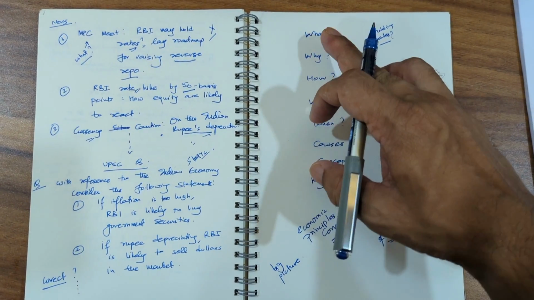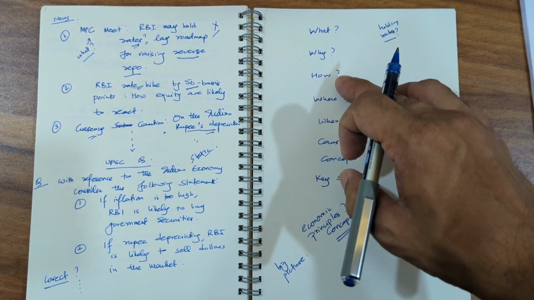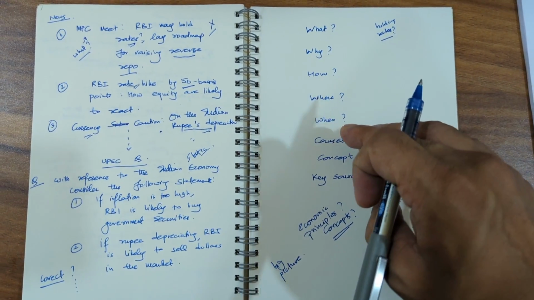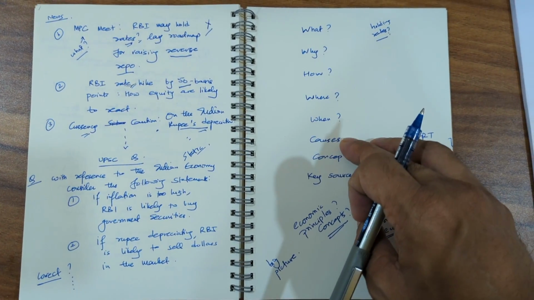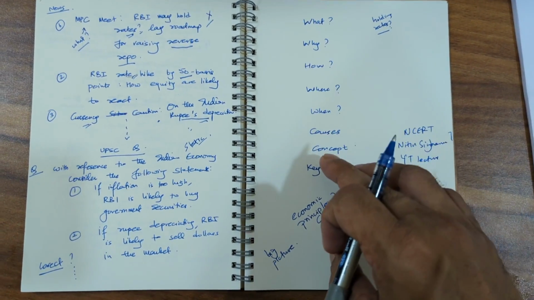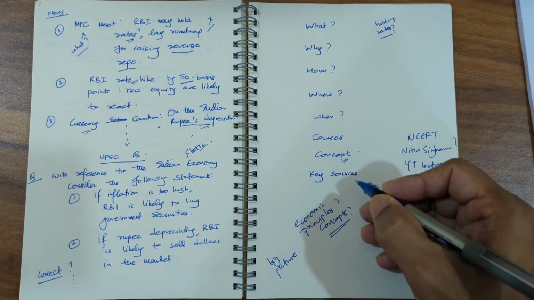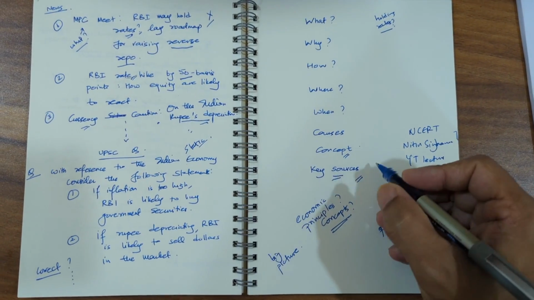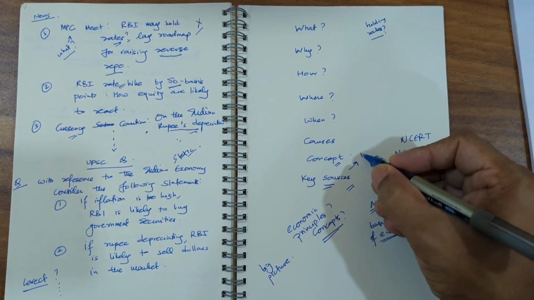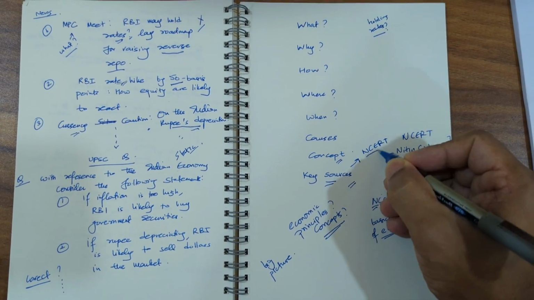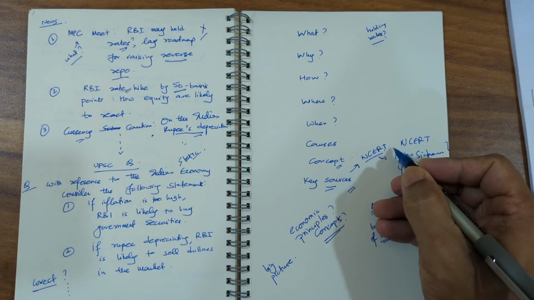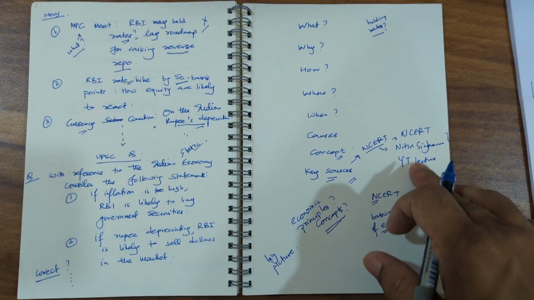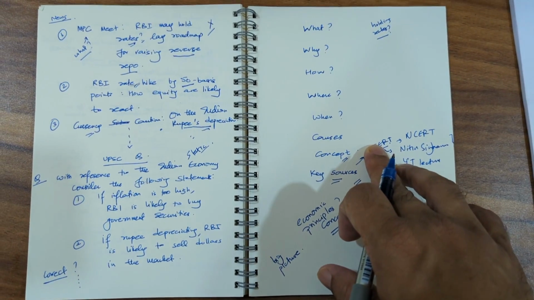So always remember to answer the what, the why, the how, the where, the when, the causes of a certain concept, certain thing, certain event that is happening. Always understand the concept behind it. Always know the key sources also. See, for this NCERT is a good source, but I found NCERT to be a little difficult, so that's why I said Nitin Singhania was also a good book, and after that you can read NCERT for your revision also.